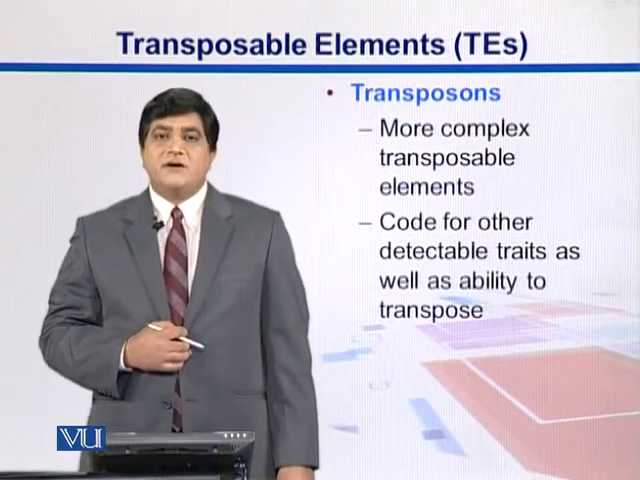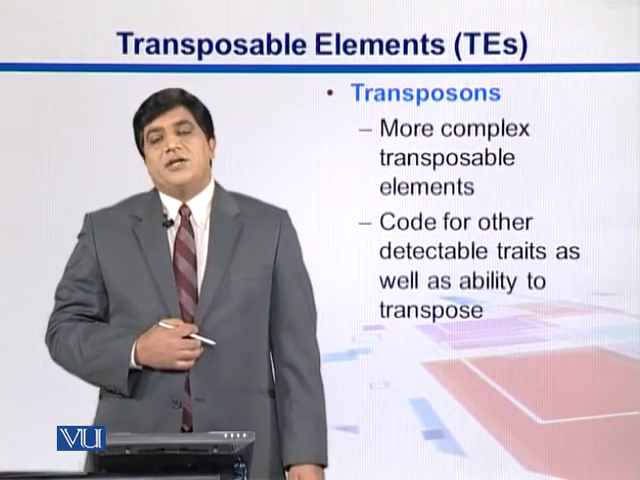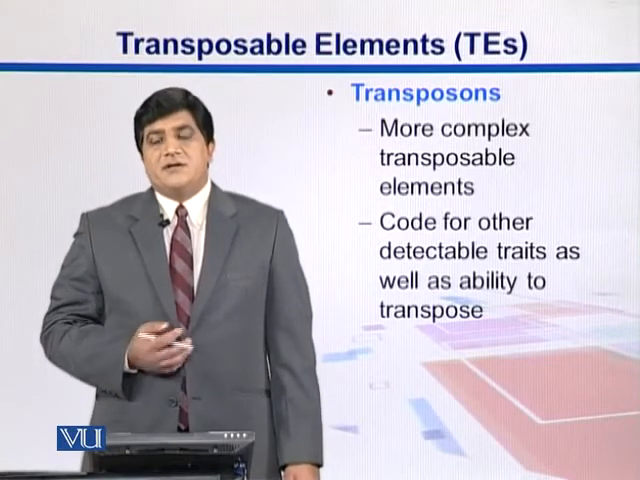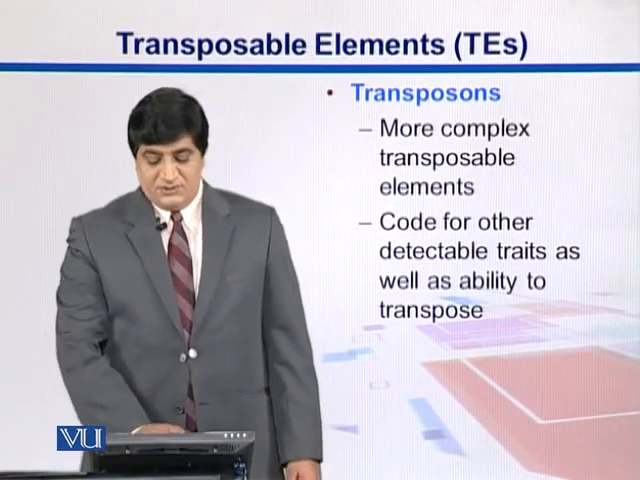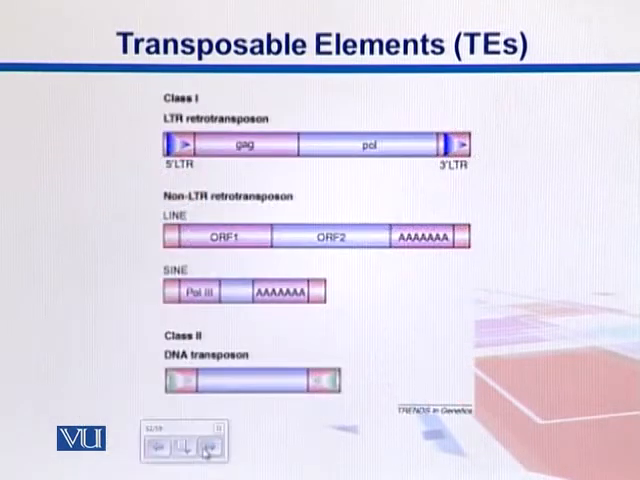Transposons are relatively complex as compared to the simple IS sequences, and they encode for additional characters in addition to the genes responsible for their transposition. Here in this diagram we can see there are two major classes, class 1 and class 2. Within class 1 we have long terminal repeat retrotransposons.